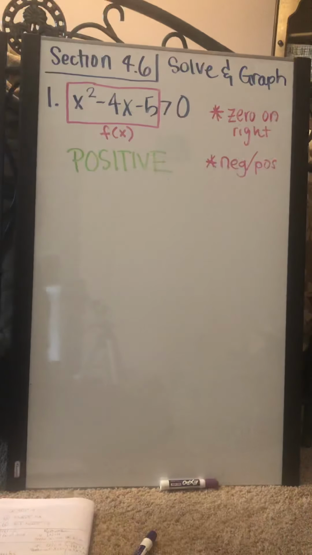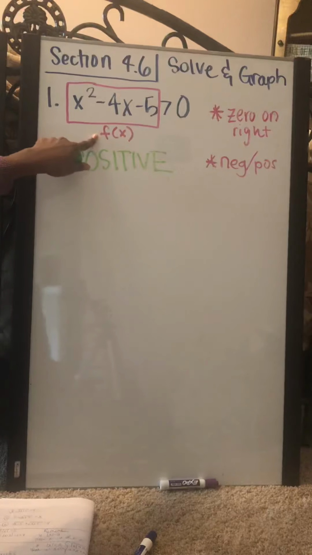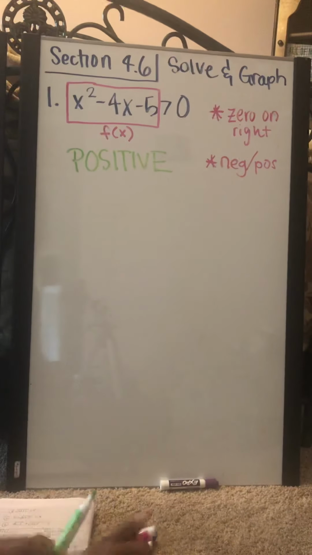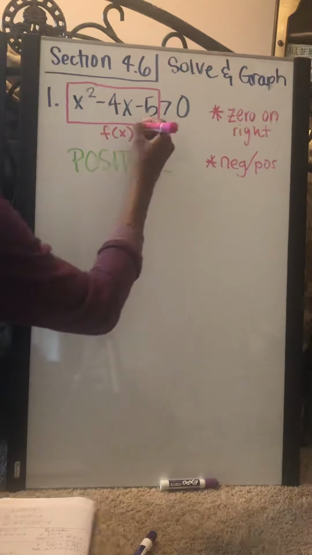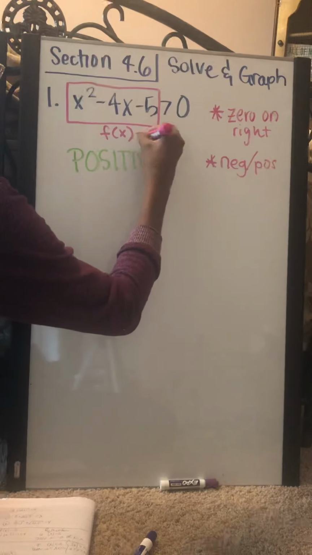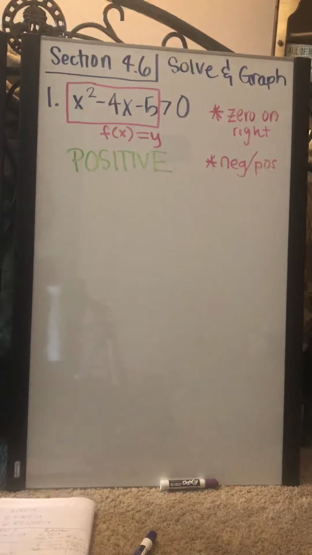So when we're thinking about whether it's positive or negative, we think about f of x. F of x is a fancy way of saying what, x or y? Right, hopefully you guys said y. This is kind of like Dora the Explorer, where I hope you guys are answering the questions.